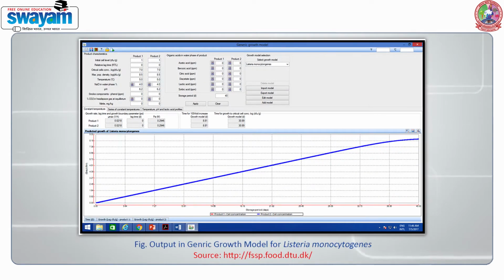You see here a generic model which is predicting the growth of Listeria monocytogenes. In this case, we can modify the various temperatures. We can also modify the various types of components which are being added. We can also talk about organic acid. We can talk about how much will be the relative time of growth, and we can predict the growth. This growth model really helps us to control the growth of Listeria monocytogenes, which is a very important pathogen and it is a threat to food safety.